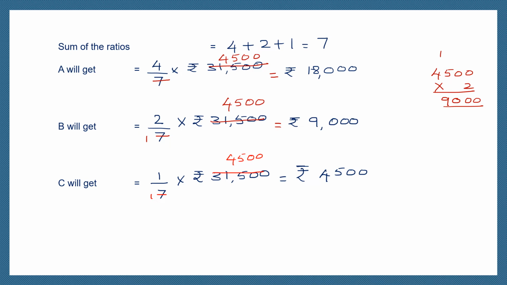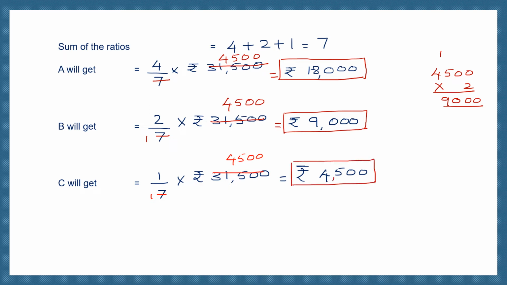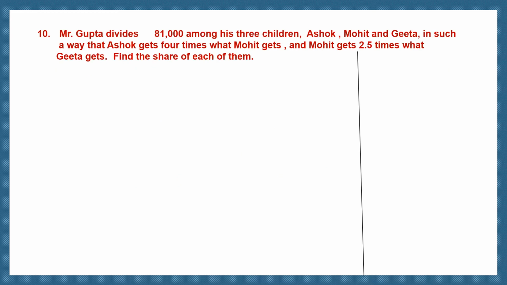So the share of A is 18,000 rupees. The share of B is 9,000 rupees. And the share of C is 4,500 rupees. Now this again can be checked. You can add it all up. It should give you 31,500.